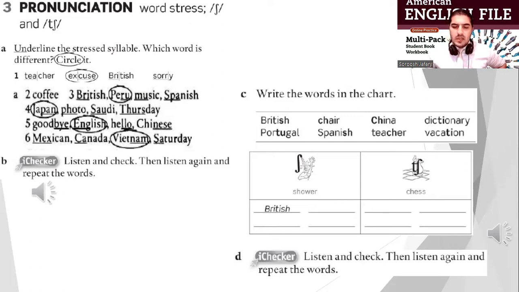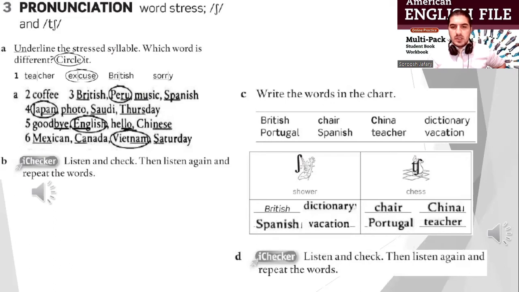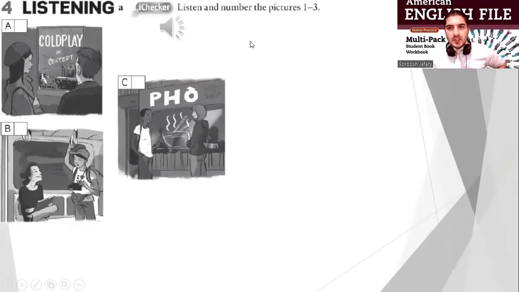Very nice. So these are the answers. British, dictionary, Spanish, vacation, chair, China, Portugal, teacher. Good. All right, now listening. Listen and number the pictures. 1, 2, 3. Listen, number. A, B, C.